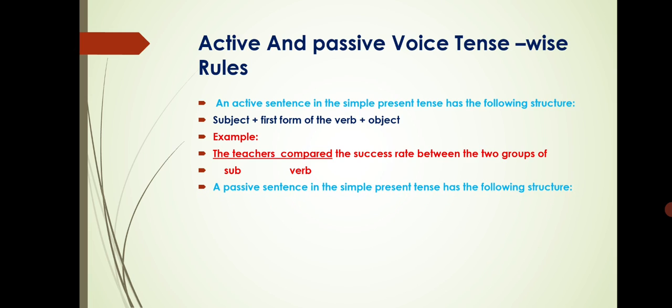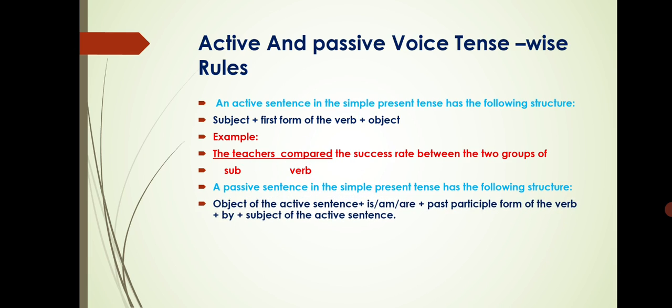A passive sentence in the present tense has the following structure. Object of the active sentence, plus is, am, are, plus past participle form of the verb, plus by, plus subject of the active sentence. Example, the language of students was compared by the doctor.